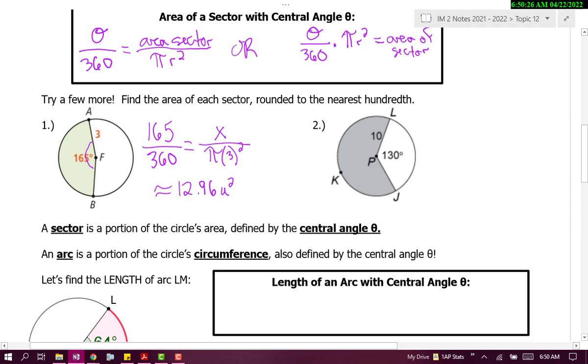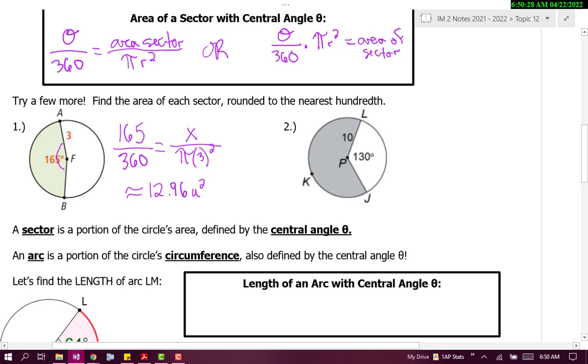Now number 2, we'll do the other way, even though it's the same thing. Find the area of the shaded, or of each sector. So now, we don't want the 130. We want the rest of the circle, because that's the shaded part. So 360 minus 230, 130.